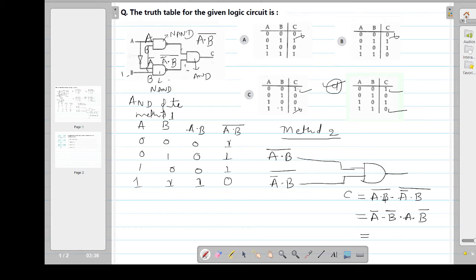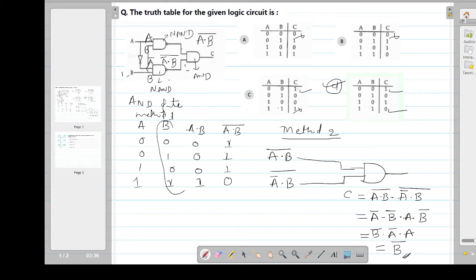Here there is a B bar, and here also a B bar is there. So the output I will get is B bar into A bar into A. We know A bar into A is 1, so the option is B bar. So the final answer is B bar.